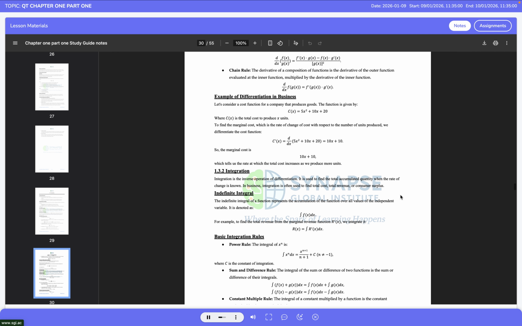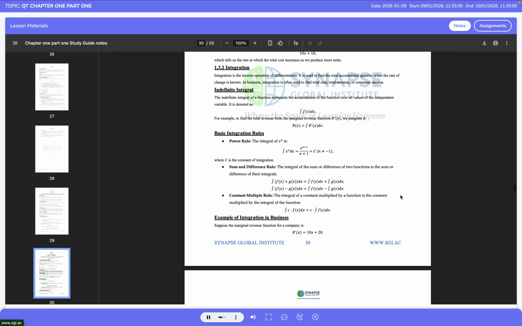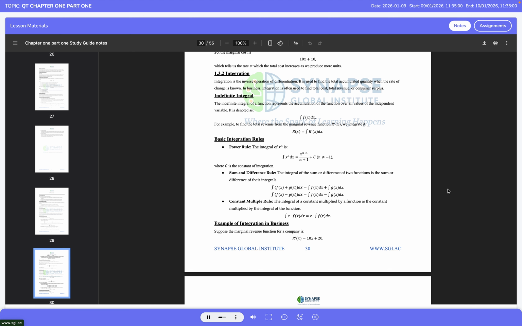We now turn to integration. Integration is the inverse of differentiation and is used to find the total accumulated quantity when the rate of change is known. In business, integration is often used to find total cost from marginal cost, total revenue from marginal revenue, or measures such as consumer surplus. The indefinite integral of a function represents accumulation and is written as the integral of the function with respect to x.